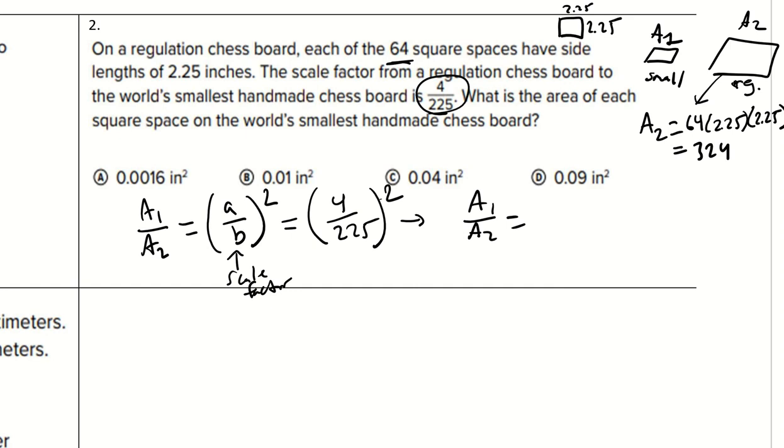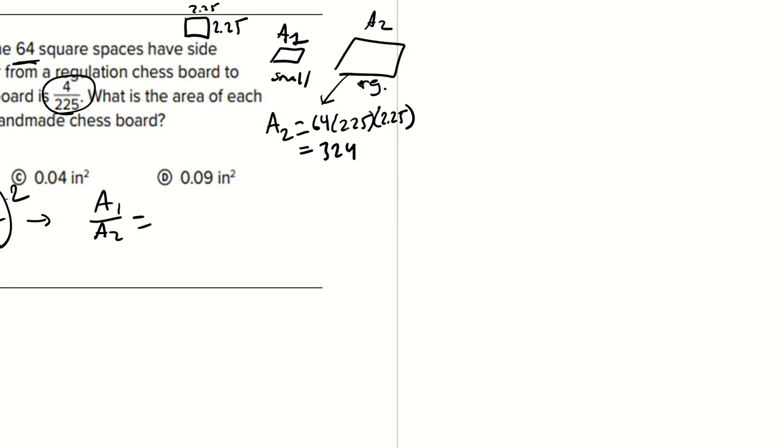Let's just figure out what this is on the calculator. So I'm going to do 4 over 225 times 4 over 225, and that gives me, hold on. Yeah, so let's do this on the calculator real quick. So we got 4 over 225, put that in parentheses, times 4 over 225 equals, okay, so 0.0003.